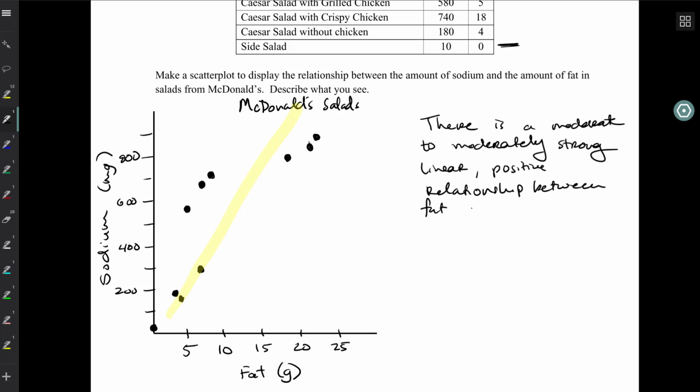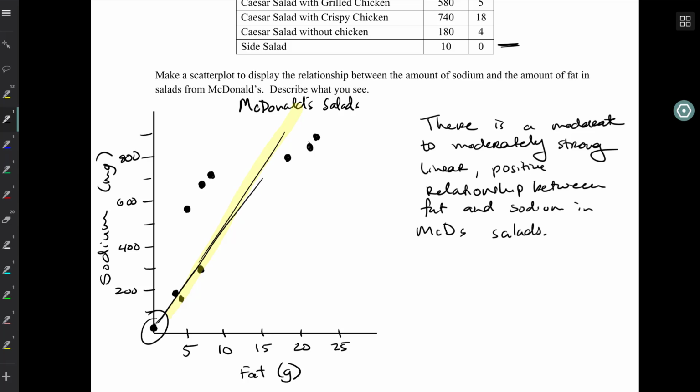Between fat and sodium in McDonald's salads. Okay, now we can see that there is something that seems pretty unusual in that side salad: that's only 10 milligrams of sodium and 0 grams of fat. But what that also tells me is that it kind of falls in line with this linear pattern, right? It kind of lies on that line.